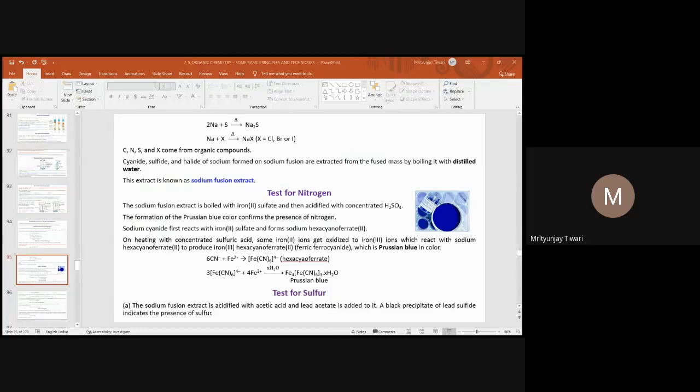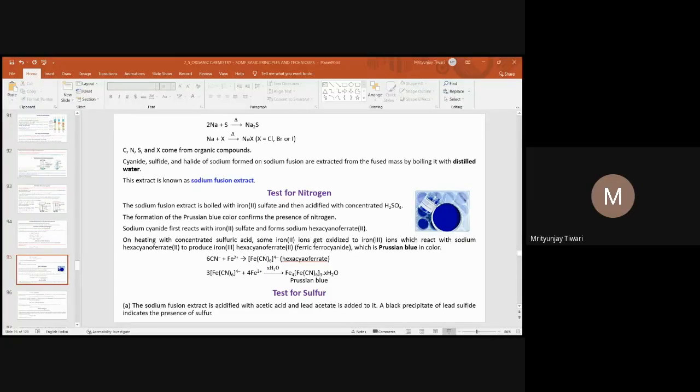The sodium fusion extract contains, if the compound contains sulfur, sodium sulfide. If the organic compound contains halides, it will contain sodium halide. If the organic compound contains nitrogen as well, it will contain sodium cyanide. And if it contains sulfur, nitrogen, and halogen, in that case it will contain all these compounds and ions, sulfides, halides, and so on.